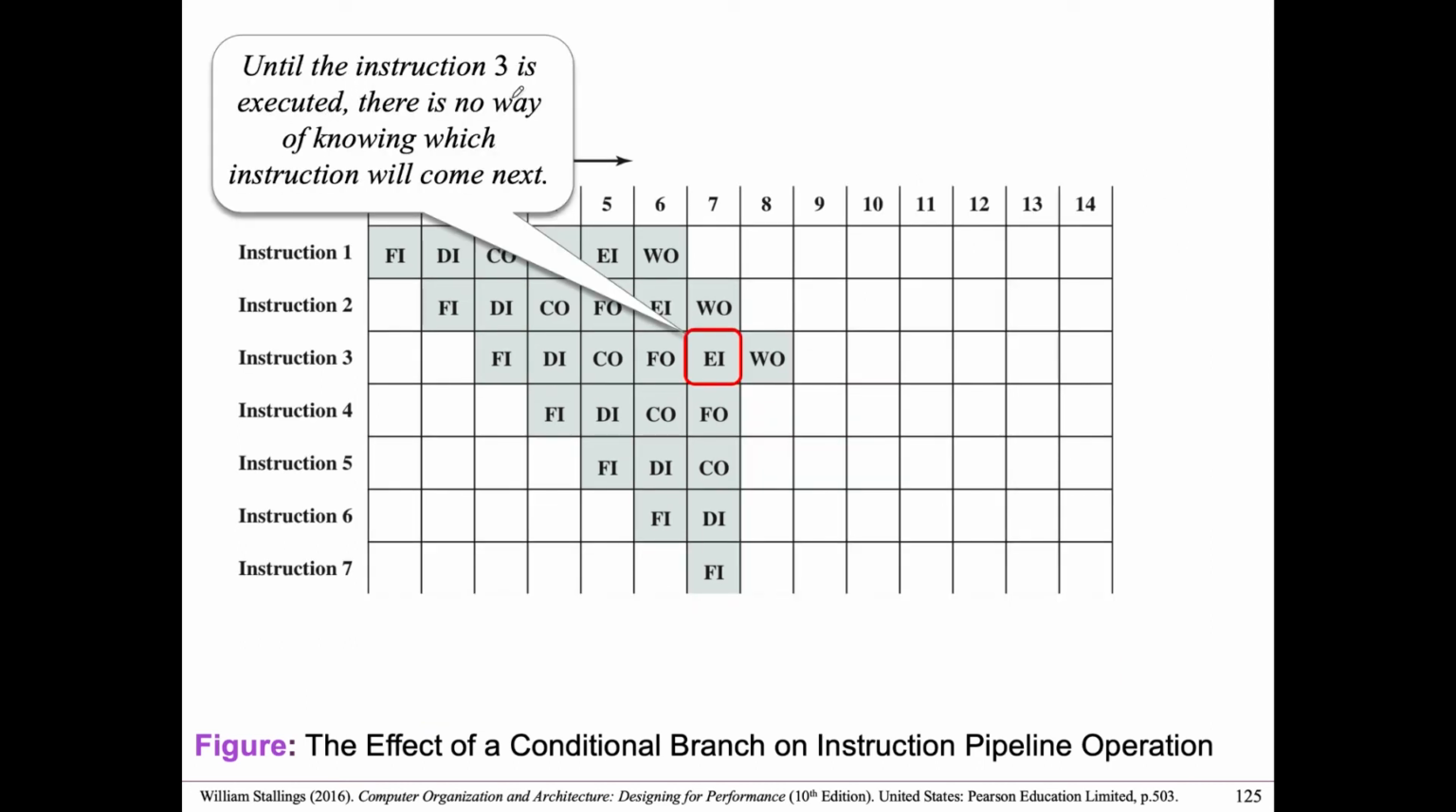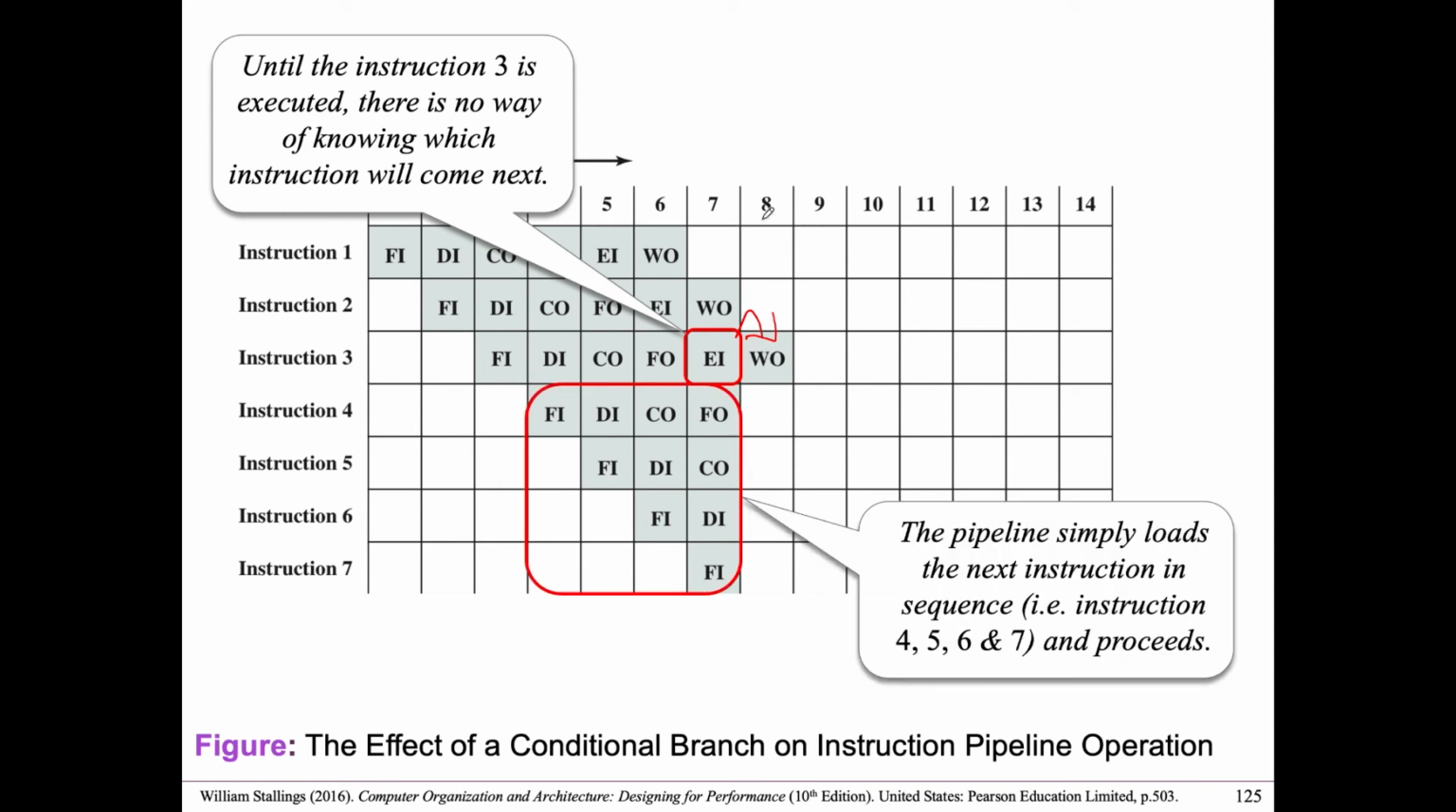Until instruction 3 is executed, there is no way of knowing which instruction will come next. So you don't know what is going to be in the next. The pipeline simply loads the next instruction in sequence. You can see 4, 5, 6 and 7 in sequence, and also you might proceed. This is the effect of a conditional branch on instruction pipeline operations.